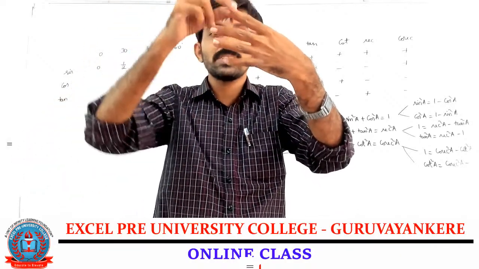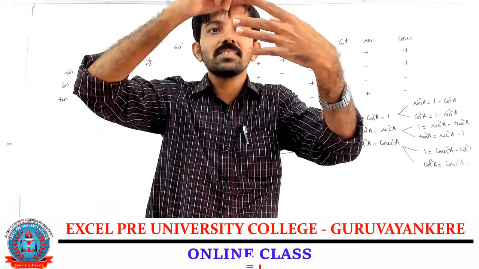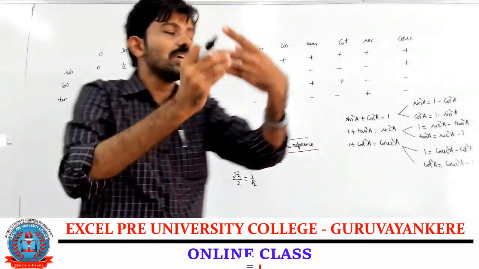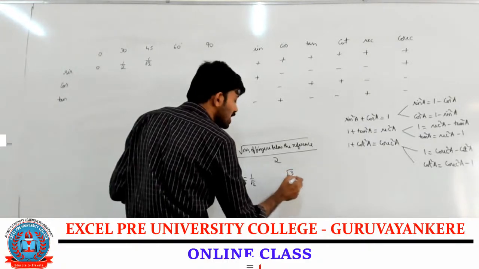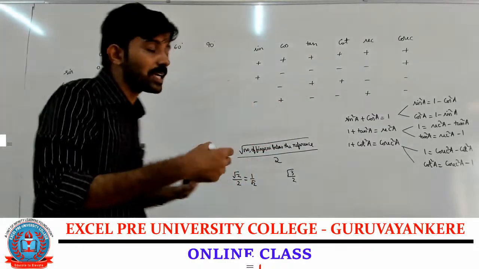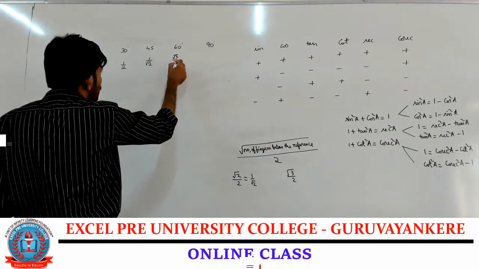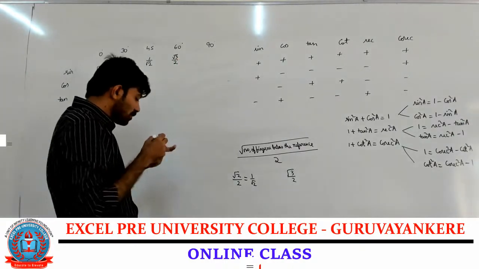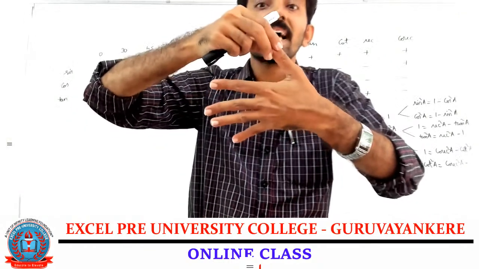0, 30, 45, 60, 60 is this, correct. The index finger corresponds to angle 60. The number of fingers below this is 3, so sine 60 is the square root of the number of fingers below the reference by 2. That is, sine 60 degrees is root 3 divided by 2. And the thumb corresponds to an angle of 90 degrees.